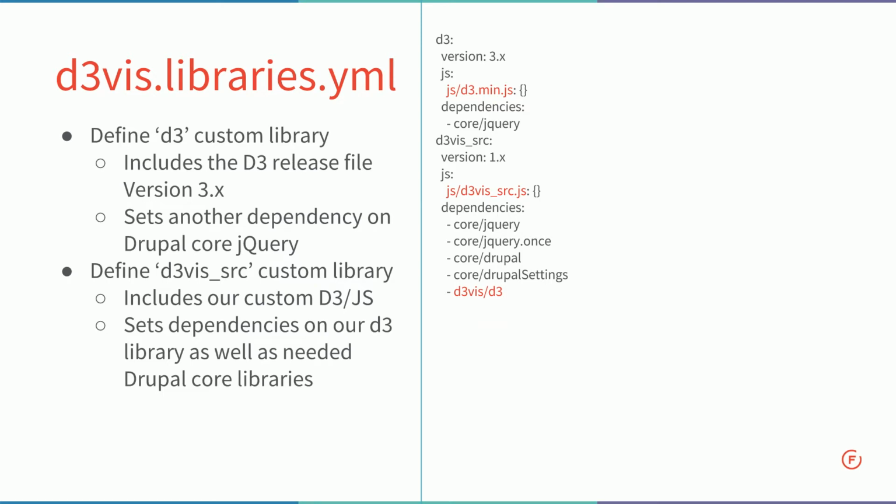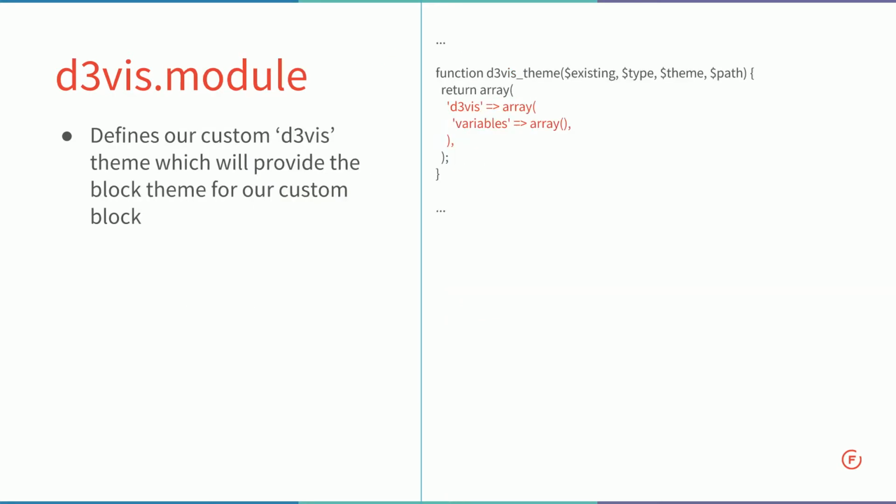And then of course we have the D3 viz source, which is what we'll be looking at for the tail end of this, and it has all of our custom D3 in it. This is basically, again, just making sure that the block and all the theme and stuff like that render as it should.